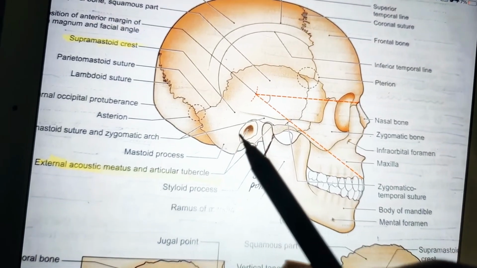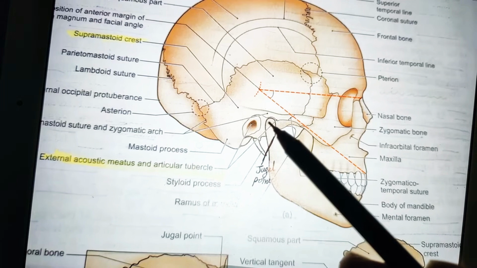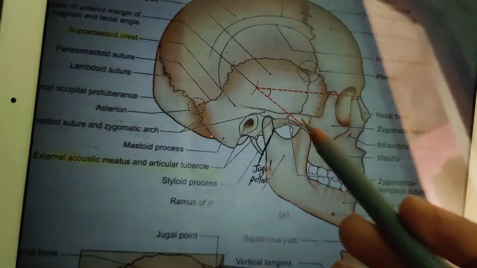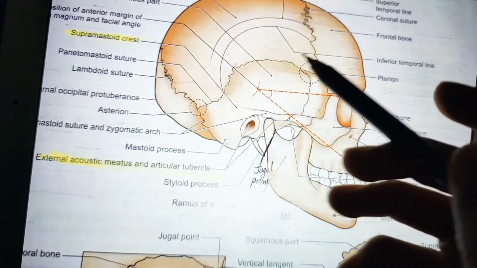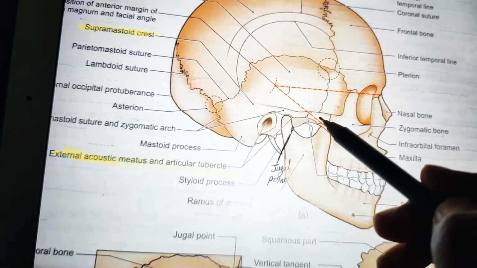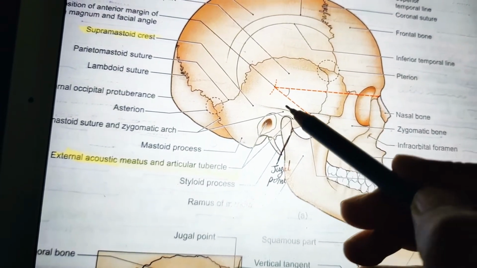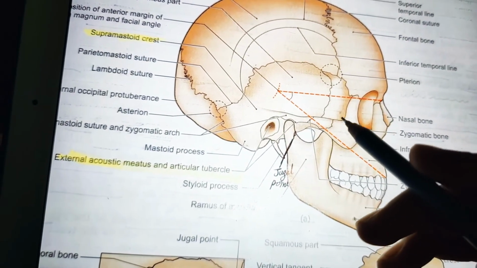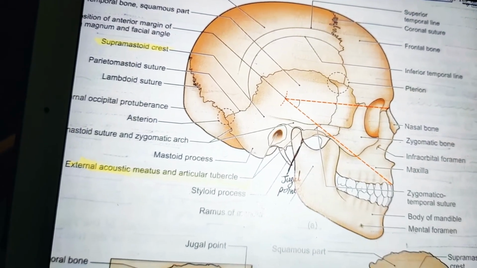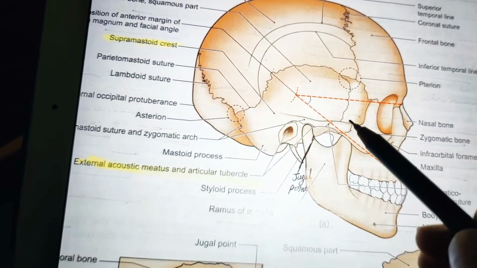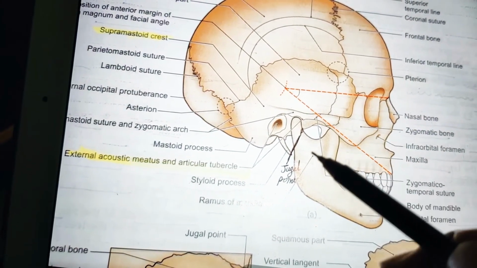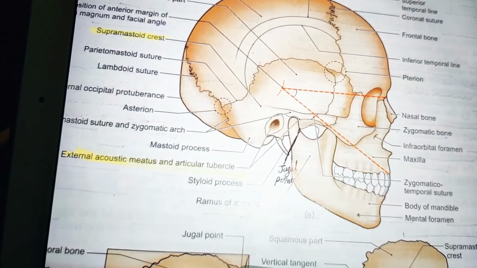If you see the zygoma, it is made up of the zygomatic process of the temporal bone and the temporal process of the zygomatic bone. Once again let me repeat, this is the zygomatic process of the temporal bone, and this is the temporal process of the zygomatic bone. This is nothing but the union of the zygomatic and temporal bones to form this zygomatic arch. Okay. In between these two bones, you can see one suture, that is the zygomaticotemporal suture.